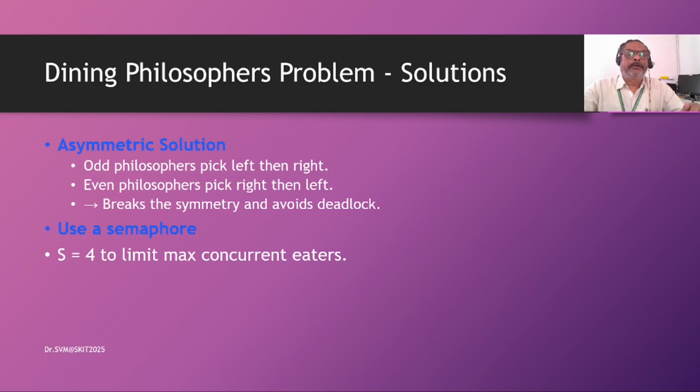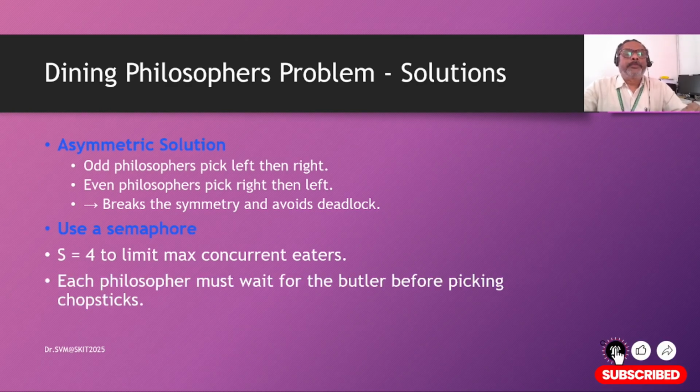Or use a semaphore. So make the maximum number of concurrent eaters 4. Don't allow more than 4 to participate in eating at any given time. Each philosopher must wait for the butler before picking the chopstick. So you keep 4 butlers, and make sure that if you get the butler, then you go for picking the chopstick. That means a maximum of 4 philosophers can eat.